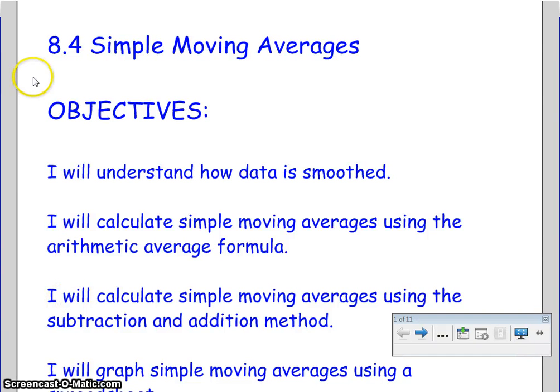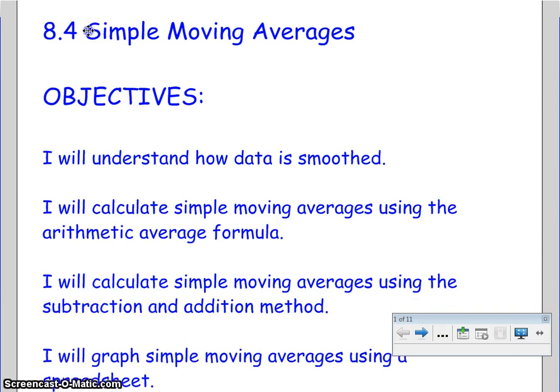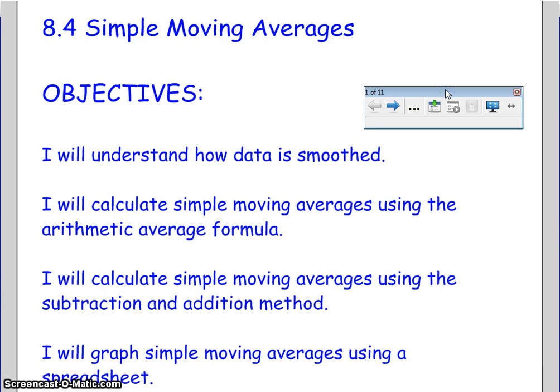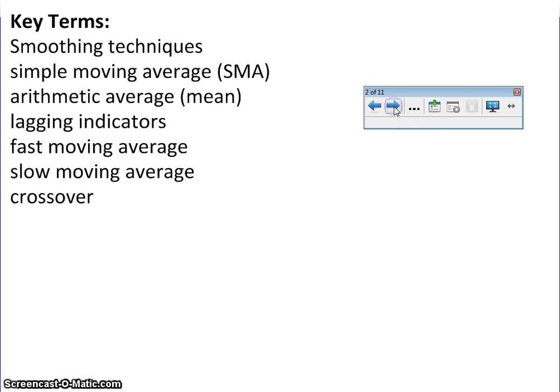All right, let's go ahead and get started with Chapter 4 in Unit 8, and it's over simple moving averages. We've got quite a few objectives here. I will understand how data is smoothed. I will calculate the simple moving averages using the arithmetic average formula. I will calculate simple moving averages using the subtraction and addition method. Now, I will graph simple moving averages on a spreadsheet. Not really going to focus on that so much today, but you can review the textbook for that particular objective.